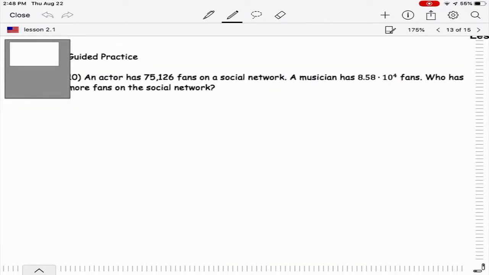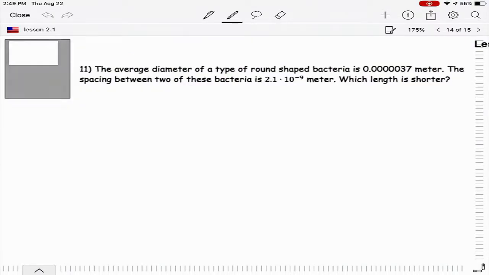Try this on your own. It's the same thing as before. They're asking about which one's more. Compare an apple and an apple. Either make them both scientific notation or make them both standard form. It doesn't matter. Here, same thing. So you're going to do it on your own.